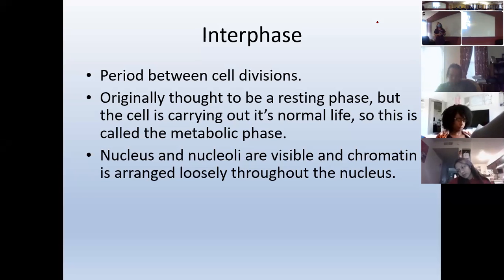So resting phase was kind of a not correct term. So what we did was we changed it to metabolic. Metabolic just means we're going about our own cell business. We're just simply not dividing. If there's anything else you want to know about the definition of interphase, the definition is we are not dividing. We have our nucleus, our DNA is contained within that nucleus. All of our organelles are functioning just as they should. Nothing else is happening.